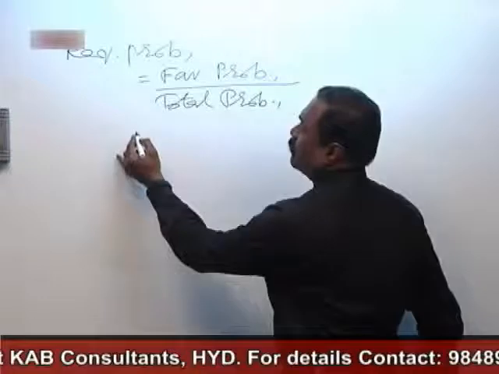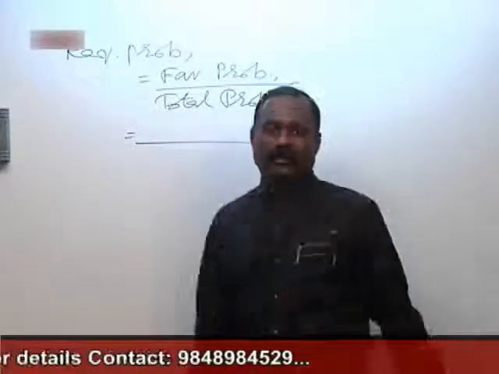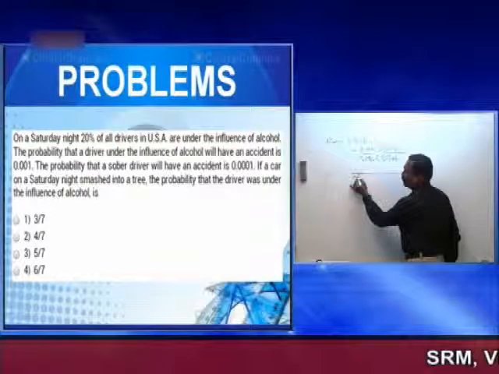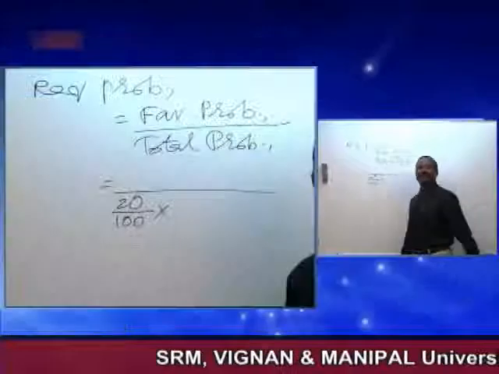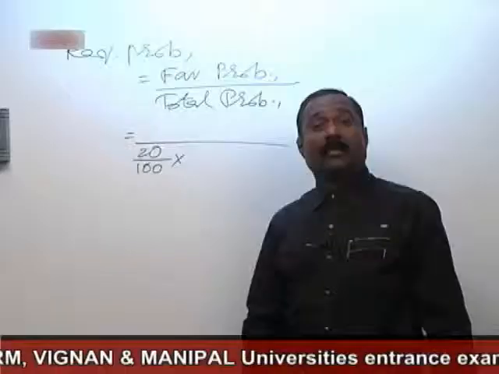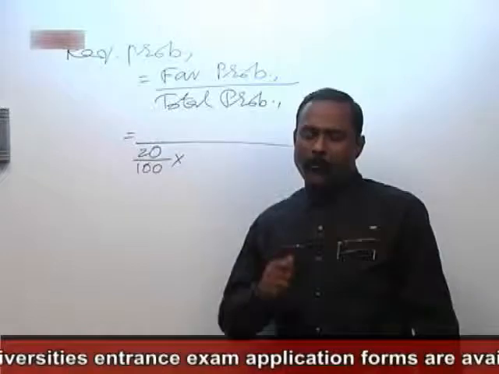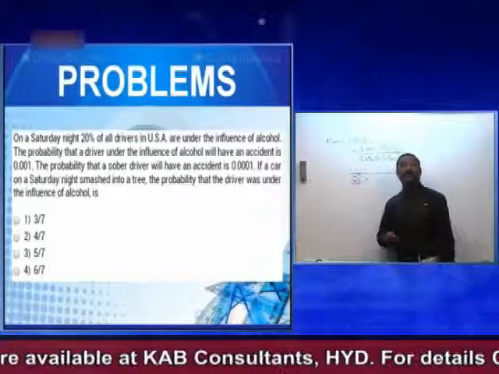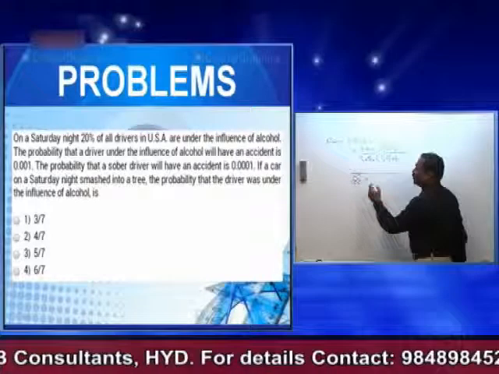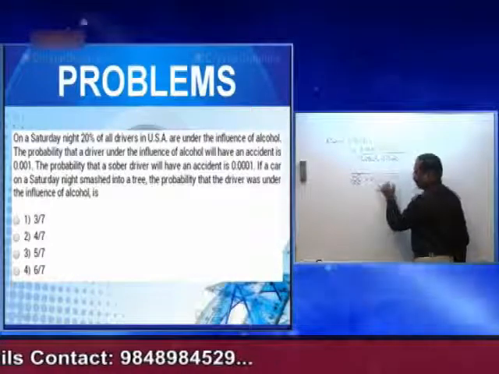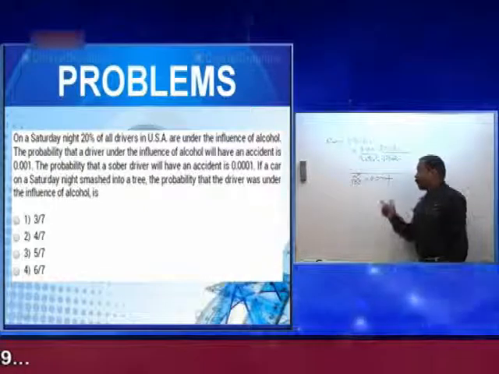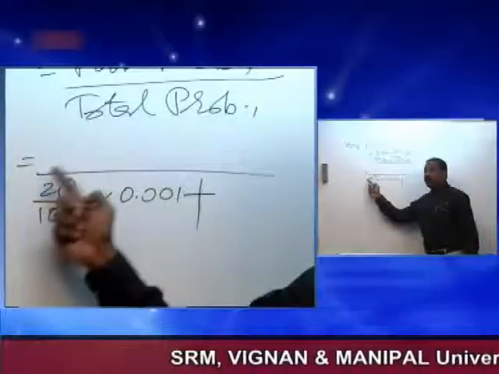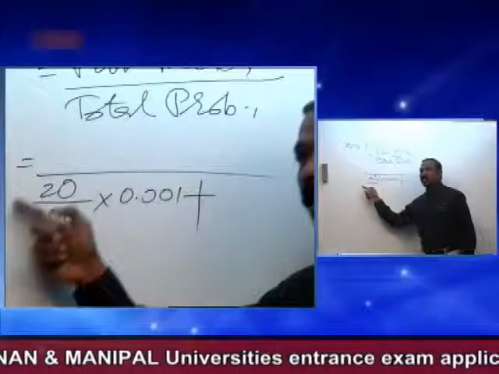So, what I'm doing now, I'm taking first of all total probability. How many drivers are under the influence of alcohol? 20%. So, 20 by 100. I have written that. We have chosen the alcoholic driver now. Next step. The driver under the influence of alcohol will have an accident is 0.001. That is 0.001 plus. That means now it is the accident occurred due to the driver under alcohol.